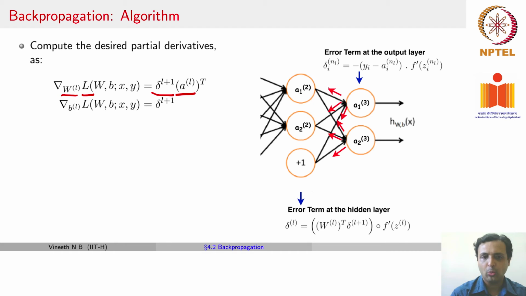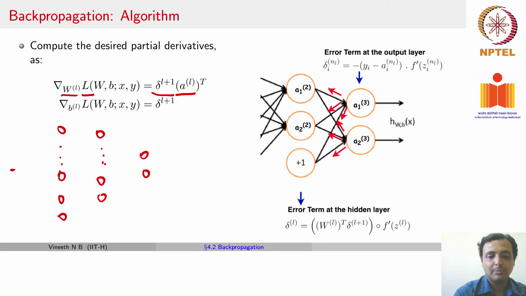Let's try to understand why this is correct. Let's consider a neural network. Let's say these are some layers of a neural network and these are nodes. Let's assume that there are many more layers before this, but this is the last layer, which is N_L. This is the penultimate one, N_L minus 1. This is one before that, N_L minus 2.